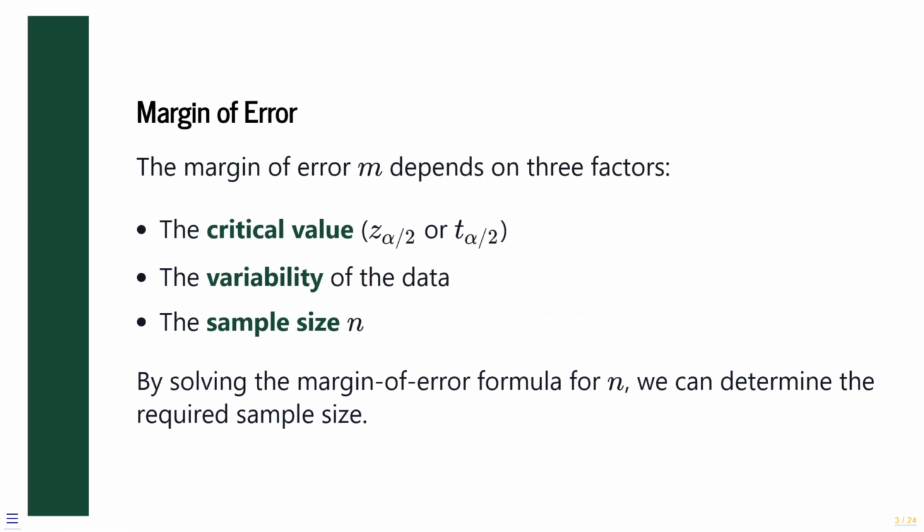When constructing confidence intervals, the margin of error plays a key role. The margin of error depends on three main factors: the critical value from the probability distribution, the variability of the data, and the sample size. By rearranging the formula for the margin of error, we can solve for the sample size needed to achieve a desired level of precision.